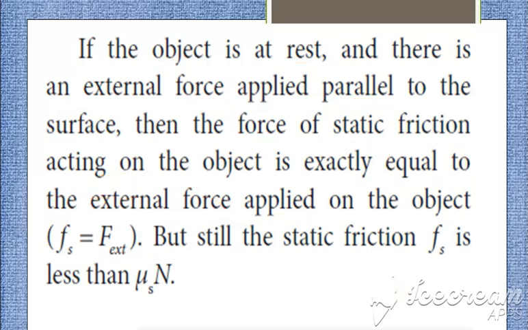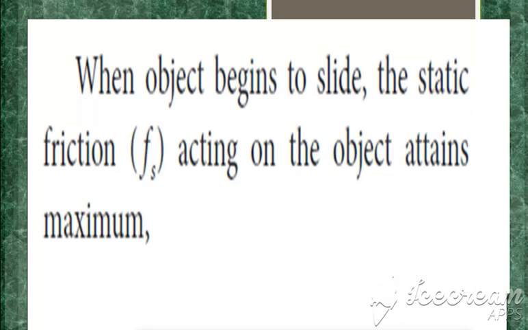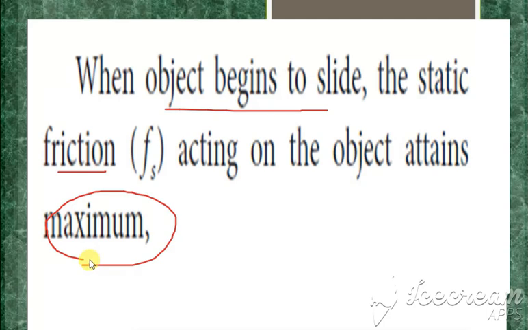Then we have the third condition. The third condition is when the object begins to slide. The object is not at rest, the object is moving. So when it is moving, the static friction is maximum. So we have these three conditions.